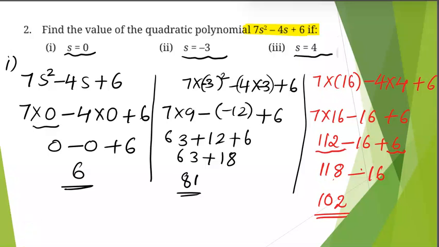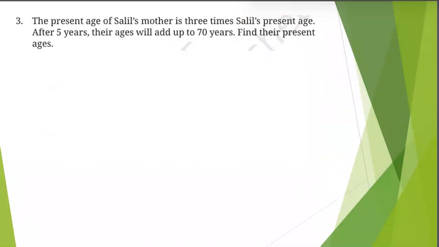Now we will move to the next question. The present age of Salil's mother is 3 times Salil's present age. After 5 years, their ages will add up to 70 years. Find the present ages. So, the present age of Salil's mother is 3 times Salil's age, and after 5 years their ages add up to 70 years. So, you have to find the present age.